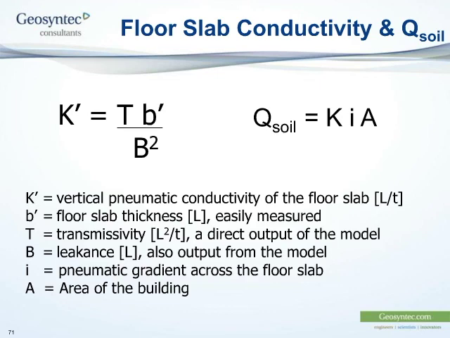From that, we can calculate the volumetric flow rate of soil gas into the building, which is the pneumatic conductivity times the pressure gradient times the floor area, as long as we've measured the pressure gradient across the floor. Next slide.